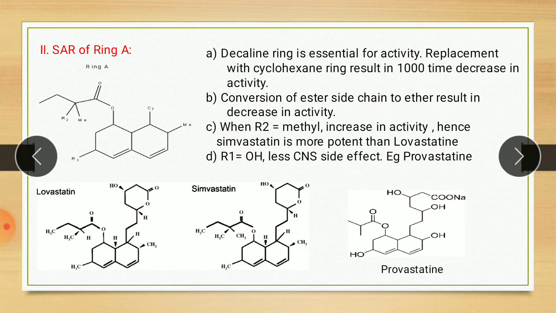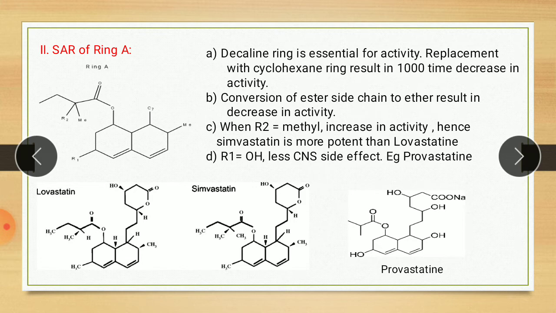Now the SAR. First point, the decalin ring is essential for activity. Decalin means 10 carbons; it is also called naphthalene. So here the number of carbons is 10. If we replace this decalin ring with a simple cyclohexane ring, there is a 10,000 times decrease in activity. So this decalin or naphthalene ring is important for activity.